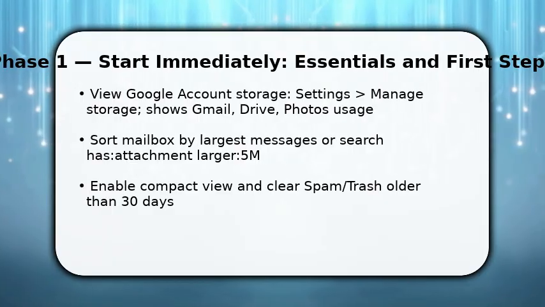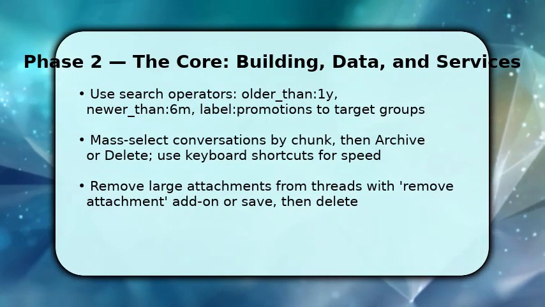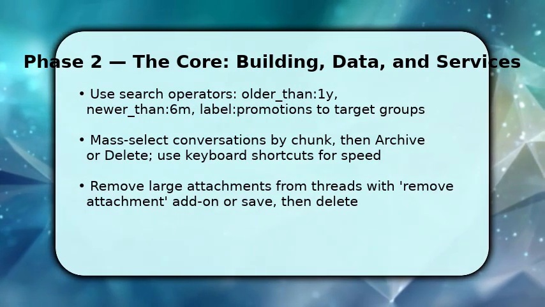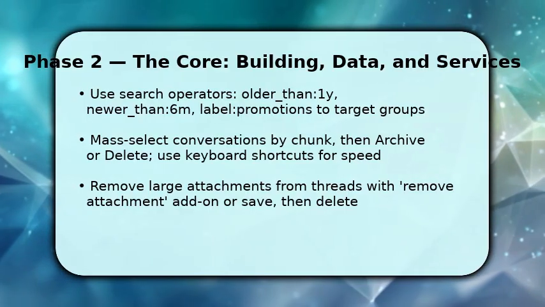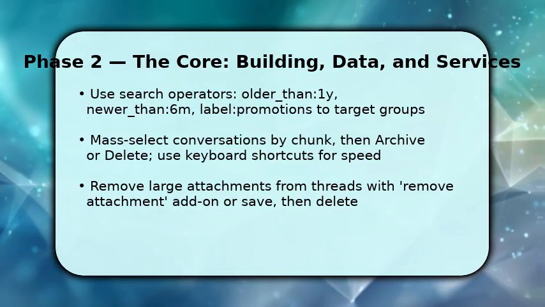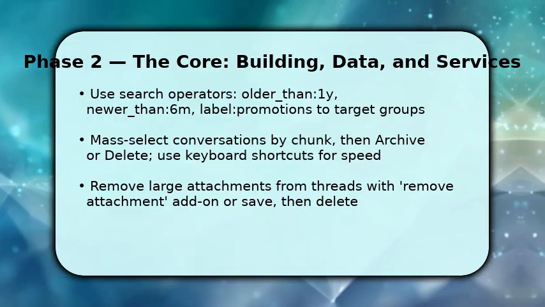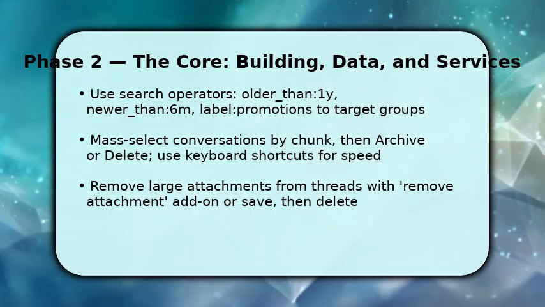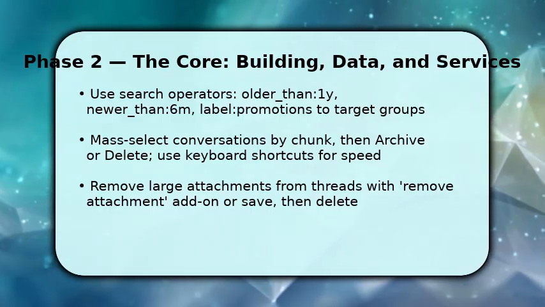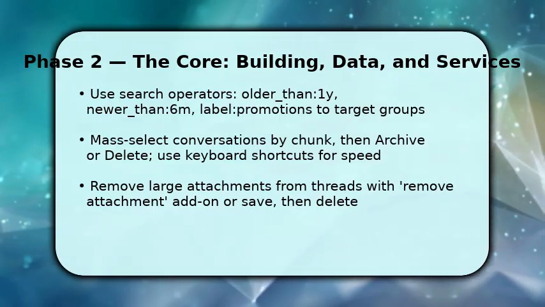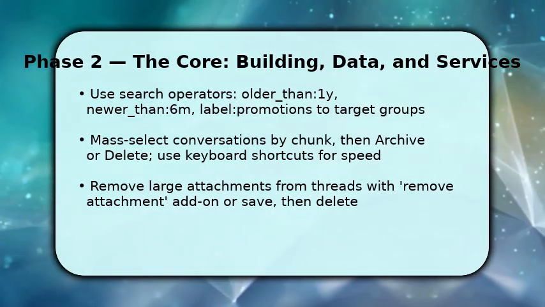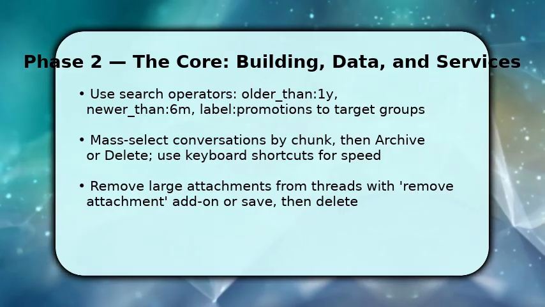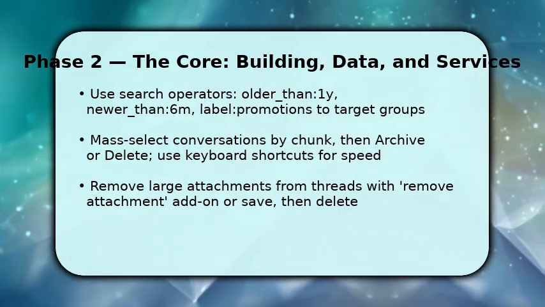Use operators like older than, 1Y and label, promotions to isolate low-value mail, then select messages in chunks and either archive or delete depending on future need. For threads with attachments, save files to Drive or your computer and then remove the attachment or delete the message. Once done, clear trash to reclaim space. Make sure to repeat search and removal until storage drops to your target level.